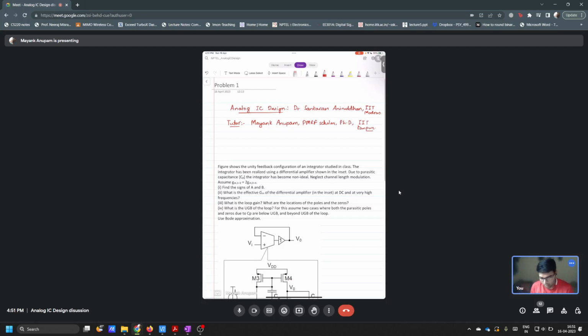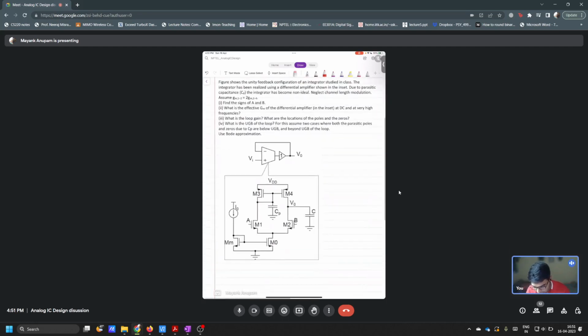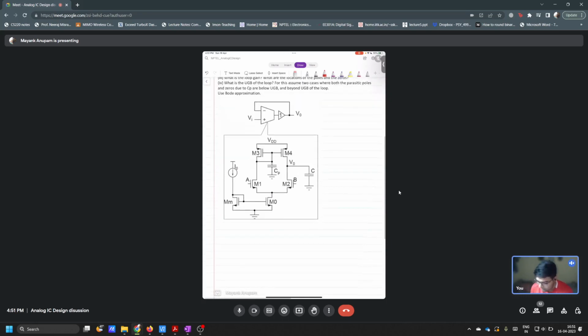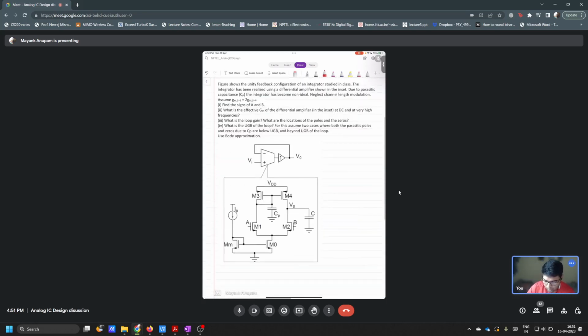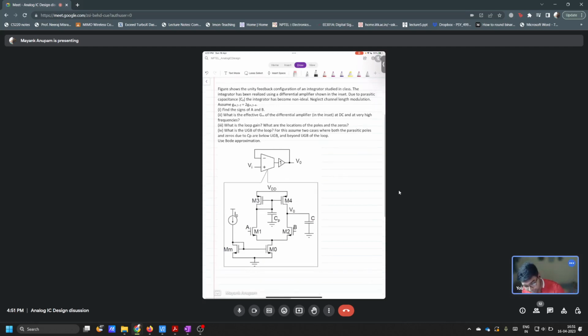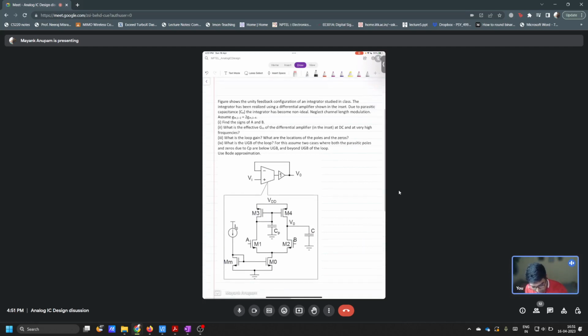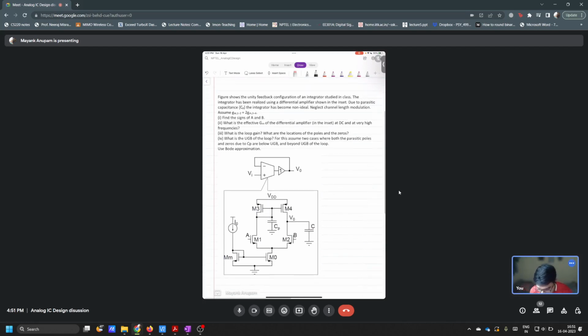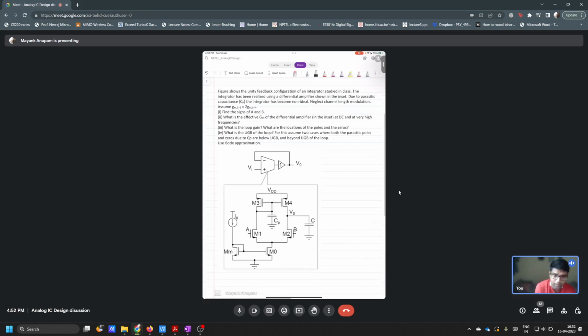Okay. So this week you learned about the transistor level implementation. In week 12, you have seen the transistor level implementation of the op amp, right? This is a simple op amp, correct? There is nothing else in this particular figure. This is not a two-stage op amp. This is a simple single-stage op amp, correct?